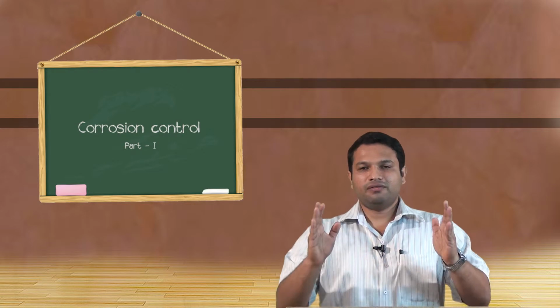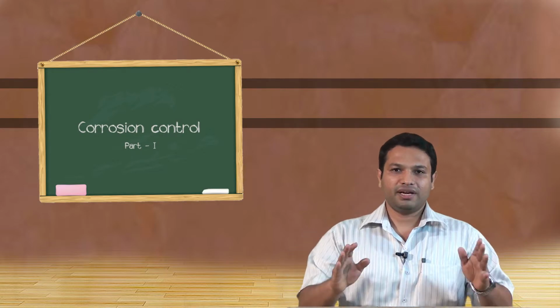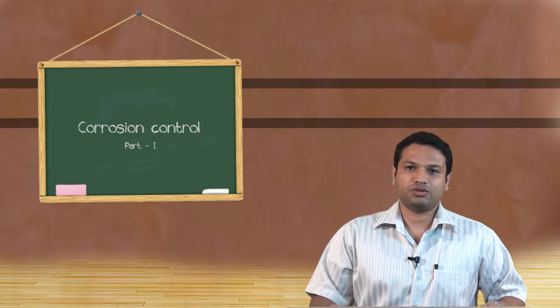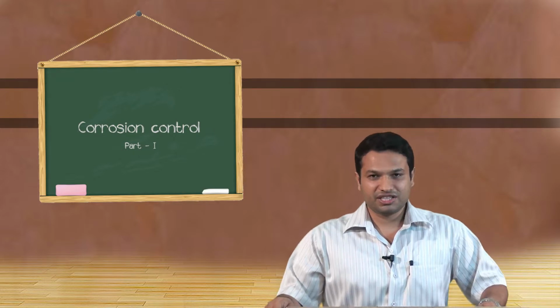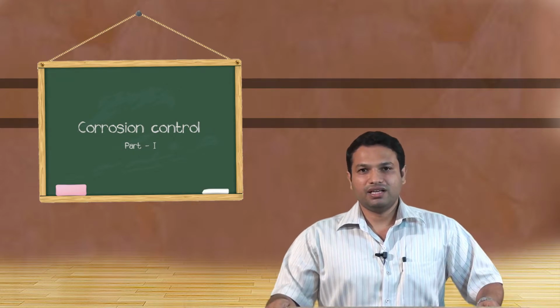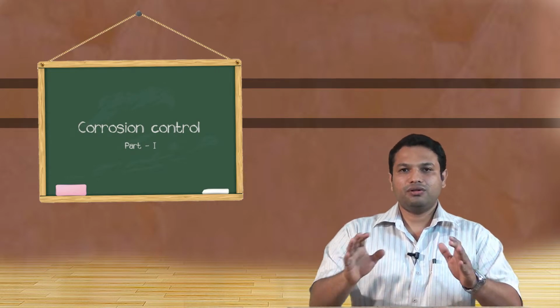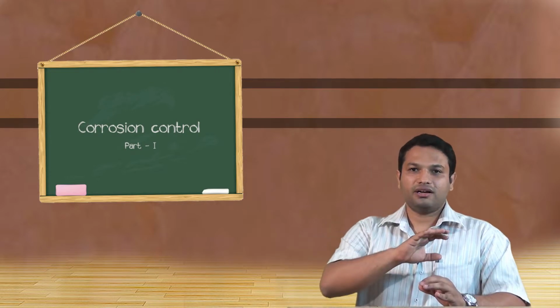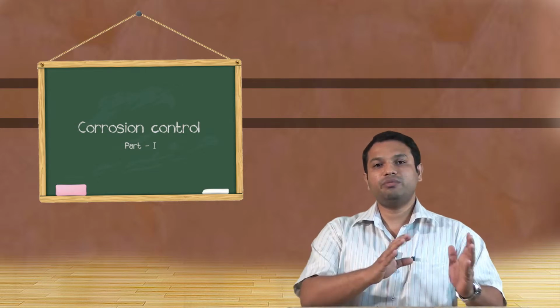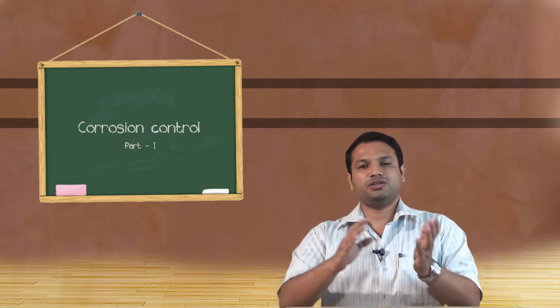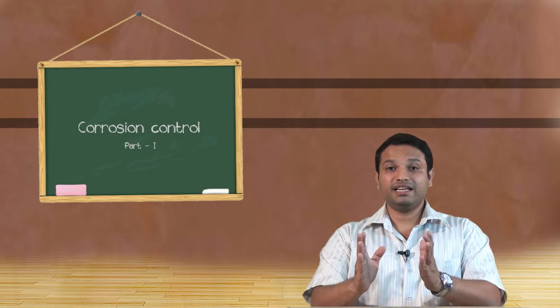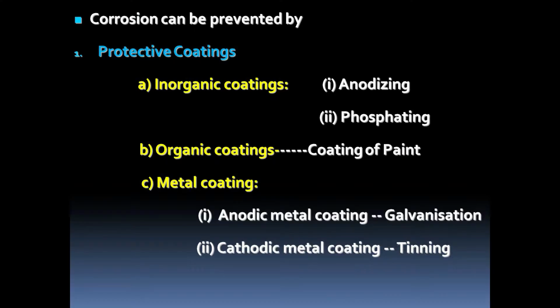Now, to control it, we have many methods, mainly 4 methods. So the topic of today's discussion is corrosion control. The main intention of corrosion control is to control the rate of reaction as well as the movement of electrons from the anodic region to the cathodic region, thereby inhibiting the corrosion reaction. If we stop the corrosion reaction, then the corrosion is inhibited. We have several types of corrosion prevention methods.